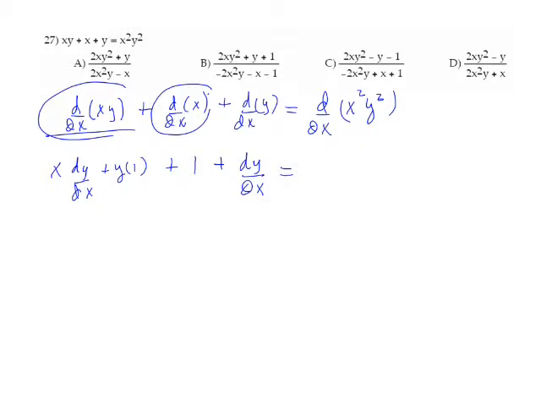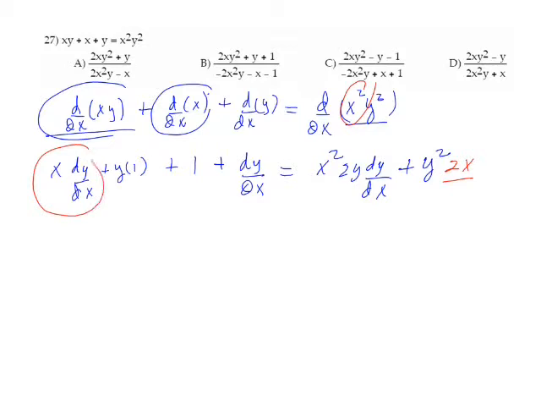is equal to, we have a product here, x squared times 2y dy dx. That's the product rule and the chain rule, plus finishing the product rule is the second, which is y squared times d dx of x squared, which is going to be 2x. And now we want to try to combine all the dy dx portions.